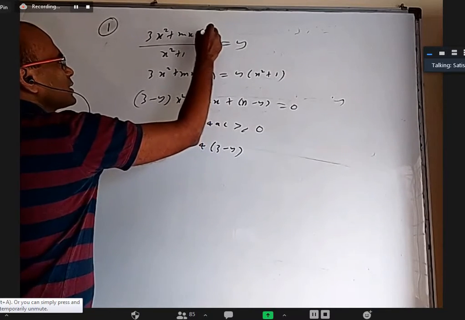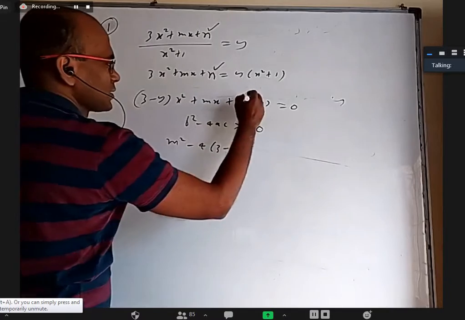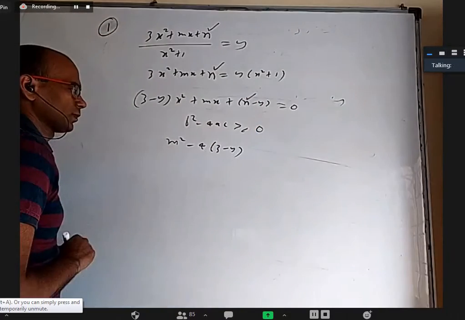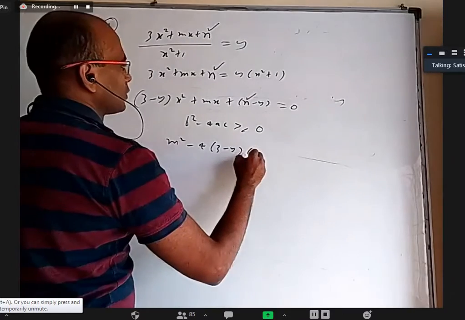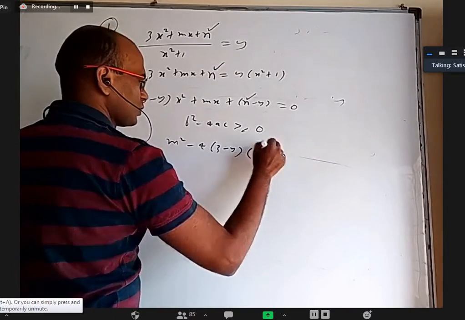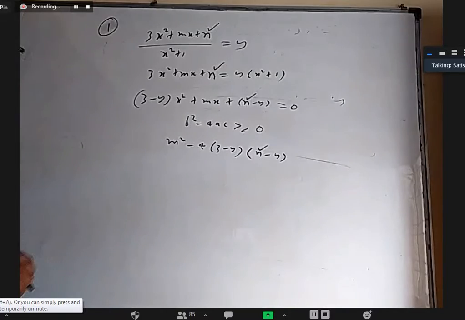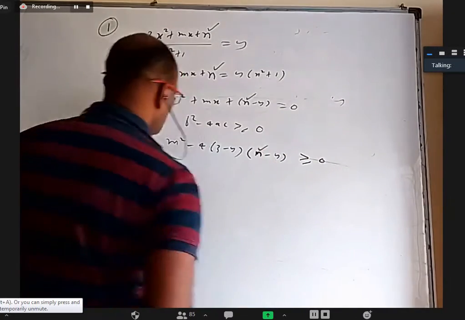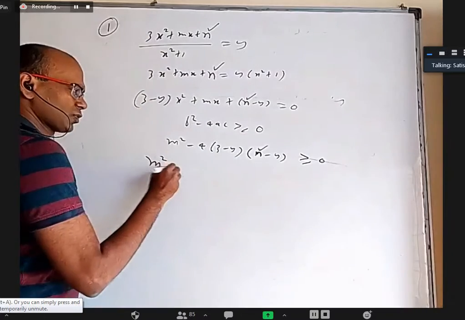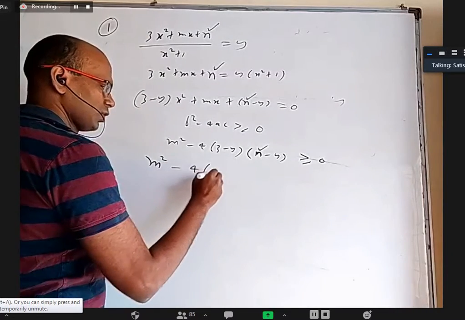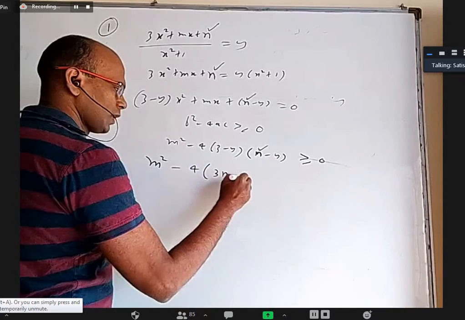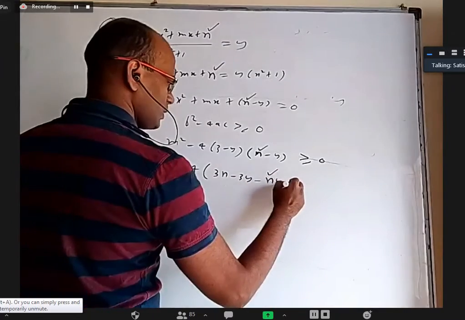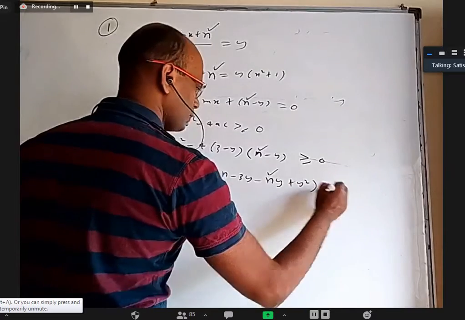Okay, this is n, this is n, this is m. Sometimes I write n and x somewhat the same. Okay, and n minus y. This is also n. Wherever I kept a tick mark, that is n. Okay, that should be greater than or equal to 0. And I expand, what will I get? m square minus 4 into 3n minus 3y minus ny plus y square greater than or equal to 0.